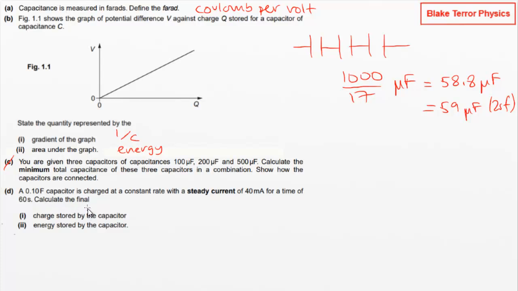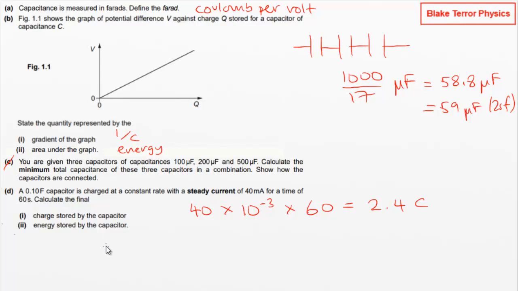Part D, 0.1 farad capacitor. That's quite a beast of a capacitor. Charged at a constant rate, steady current of 40 milliamps for a time of 60 seconds. Calculate the final charge stored on the capacitor. They're keeping a steady current, which is unusual in some ways for charging up the capacitor. But the charge stored is going to be the current times the time. So that is 40 times 10 to the minus 3, multiplied by 60 seconds. So that is 2,400 divided by 1,000, so that's 2.4 coulombs.